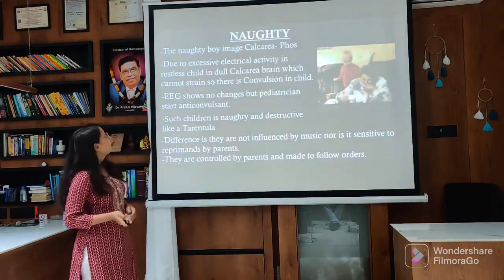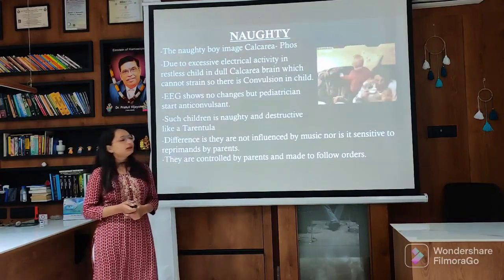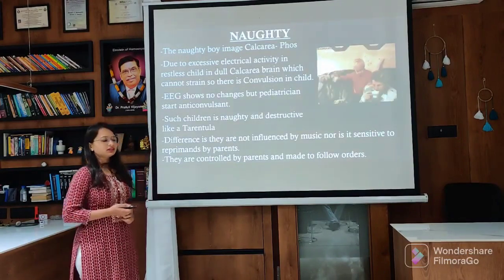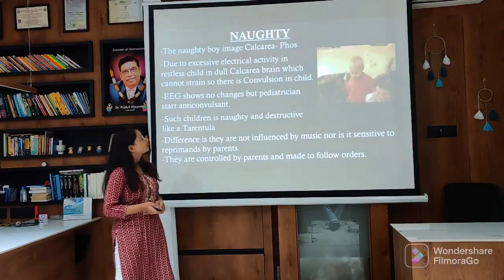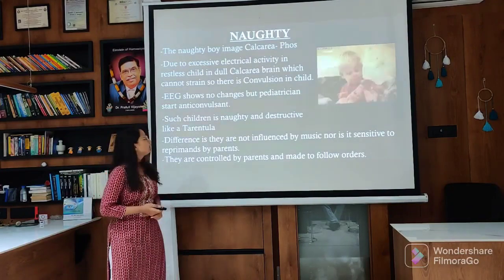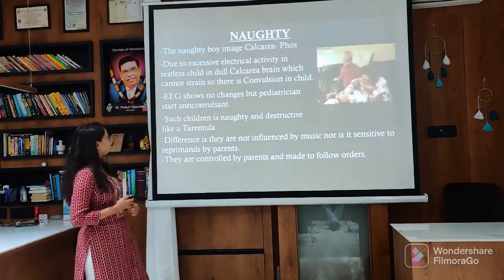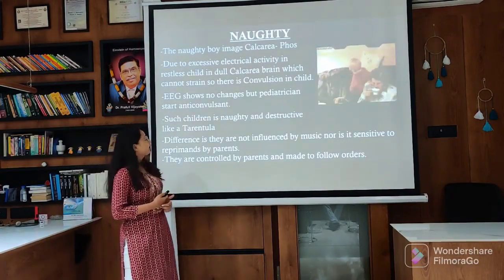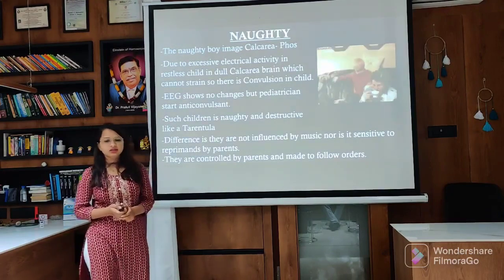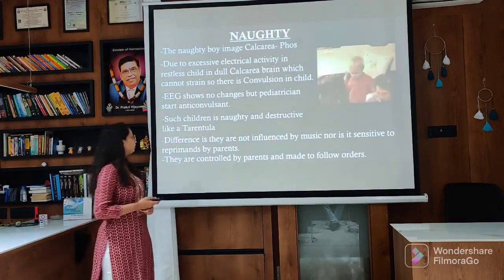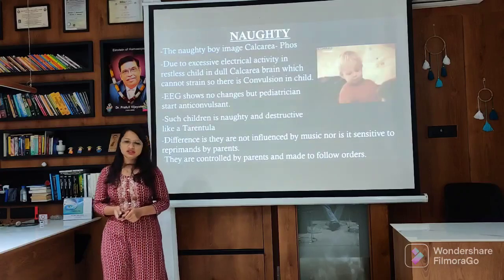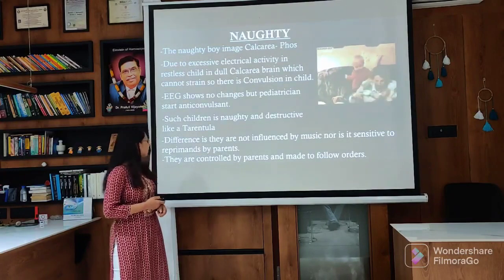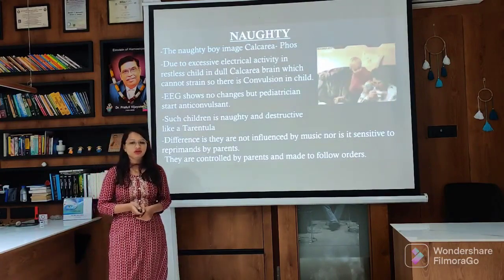The naughty child, the naughty boy, is the image of Calcarea fluor, due to the excessive electric activity and restless child in a dull Calcarea brain which cannot strain. So there is a convulsion problem in children. The EEG shows no changes, but the pediatrician started anticonvulsants. Such a child is naughty and destructive like a tarantula, but the difference is that they are not influenced by music nor sensitive to reprimand by parents. They are controlled by parents and made to follow orders.